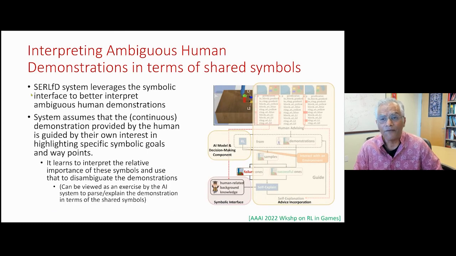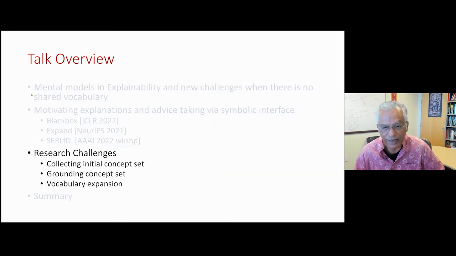Then finally, we can also interpret ambiguous human demonstrations in terms of shared symbols. There's a paper being presented at this workshop on RL in games by Yantian called SRL-FD. This system looks at the human demonstration with the understanding that the humans are probably demonstrating with respect to some symbolic concepts they have in their mind, and that bias significantly reduces the ambiguity in the human demonstration. That's worth pointing out.